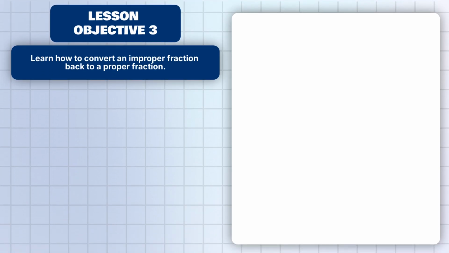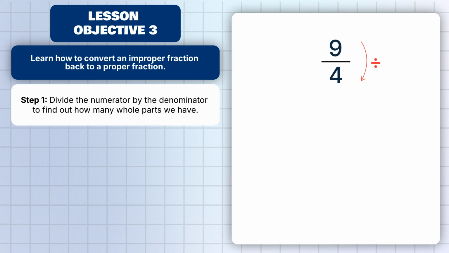Now let's move on to converting an improper fraction to a mixed number. An improper fraction is where the numerator is greater than or equal to the denominator. For example, let's consider the improper fraction 9/4. We start by dividing the numerator by the denominator to find out how many whole parts we have. In our example, 9 divided by 4 equals 2 with a remainder of 1.